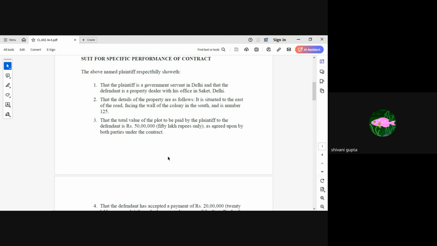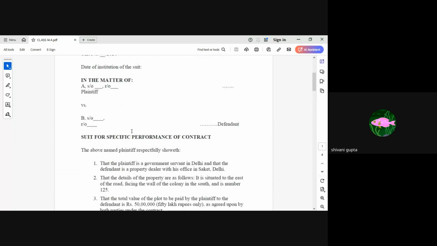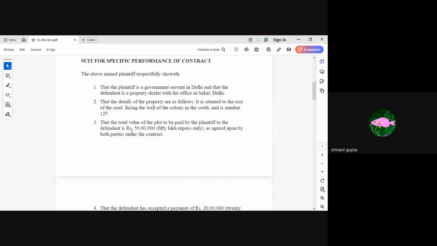Now, details of the property, which is the disputed property. This property is situated to the east of the road, and it is number 125 and so on. The total property value to be paid by the plaintiff to the defendant is 50 lakh, as agreed upon by both parties under the contract. Now what happened, as we have already mentioned, is that it's a specific performance of the contract. So the suit is about the same.